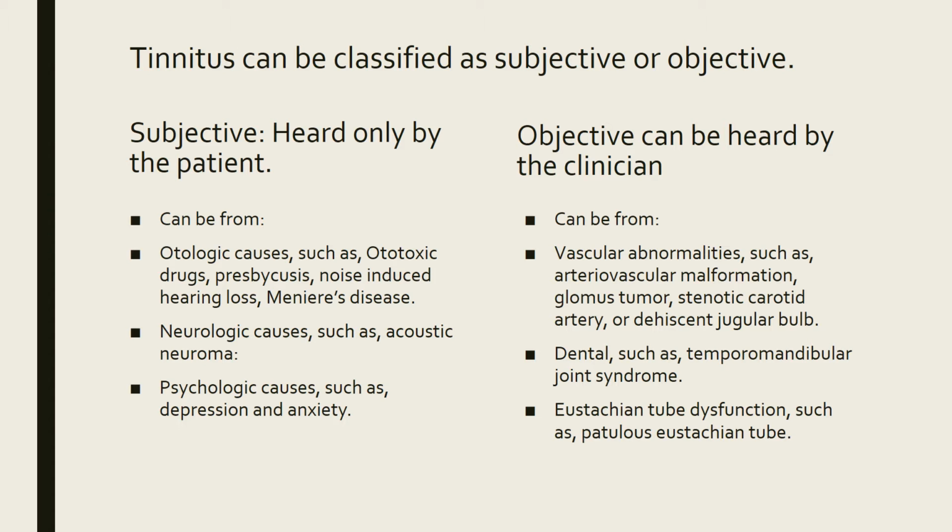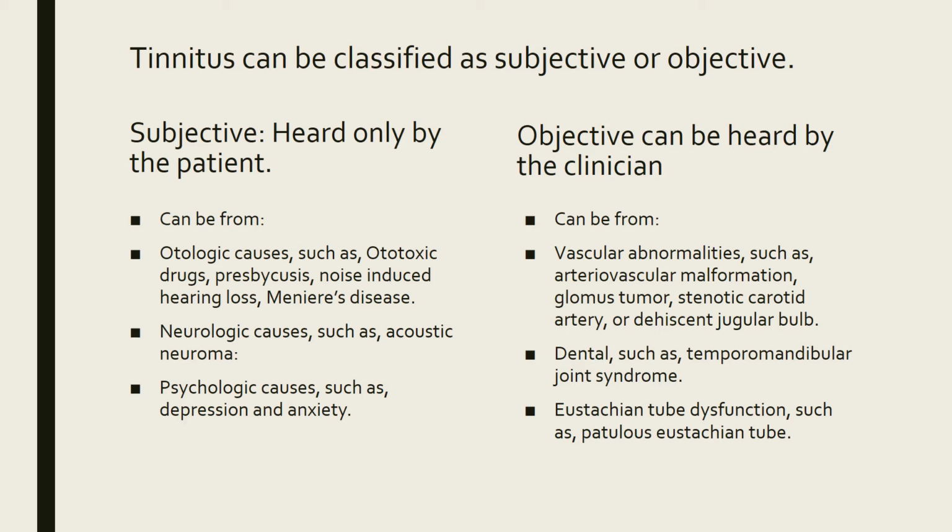Objective tinnitus, the clinician should consider vascular abnormalities such as arteriovenous malformation, glomus tumor, stenotic carotid artery, or dehiscent jugular bulb, particularly if the patient is complaining of pulsatile tinnitus that keeps rhythm with the heartbeat, hearing being diminished because of the intensity of the tinnitus.